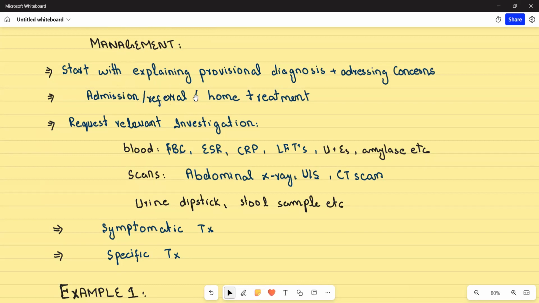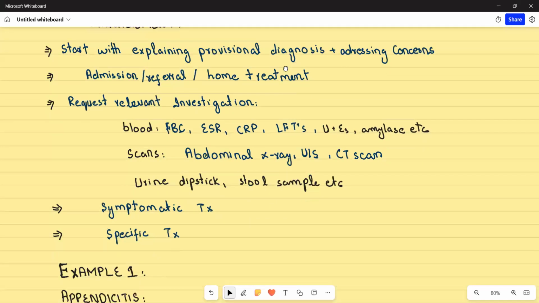Okay. And if you are in GP or A&E, but you feel like the patient is well enough and doesn't need any admission, then you are going to tell the patient that you're going to give him medication for him to take at home, so home treatment. So next you are going to tell the patient your plan for him today. Are you going to admit, refer, or give him home treatment?